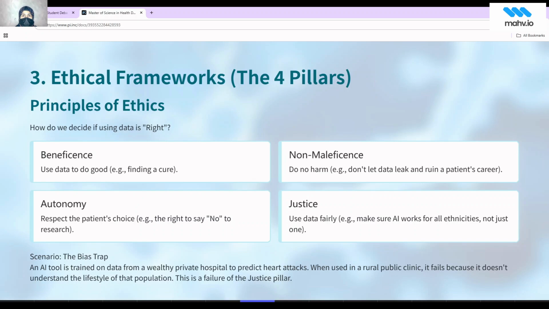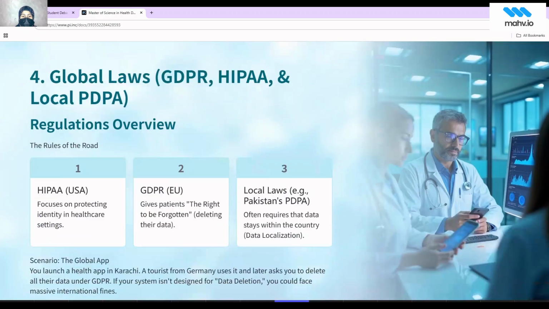It needs information about all areas. Now, these are the global laws. GDPR gives patients the right to be forgotten, deleting their data. Local laws, for example, Pakistan's PDPA, often require that data stays within the country. So these are some rules and restrictions. And HIPAA in the USA focuses on protecting identity in the healthcare setting.